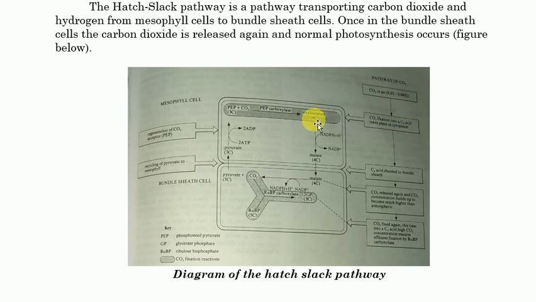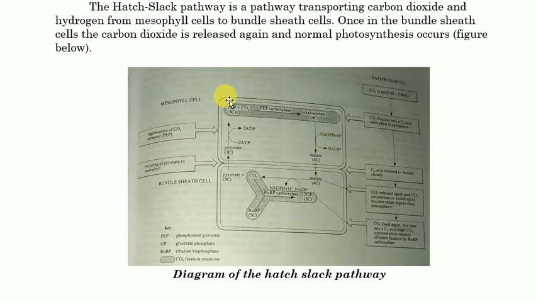So the first product of photosynthesis here is the 4-carbon compound, and then as you can see, oxaloacetate is reduced by the reduced NADP from the light reaction to form malate. So malate is also an acid, a 4-carbon acid.